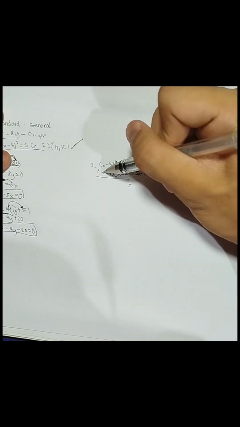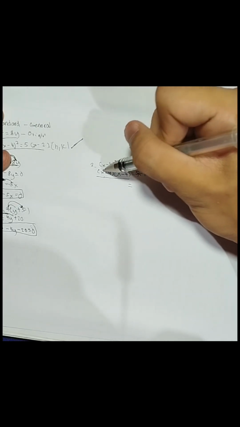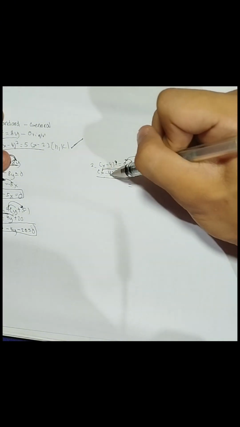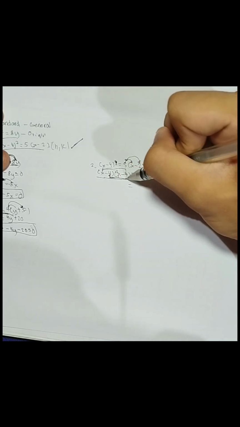We must solve this. To solve that, all you have to do is use what is called the FOIL method. The FOIL method is where you multiply each and every term. First you multiply the first with the first, then the first with the second, then the second with the first, and second with the second. Okay, let me show you.